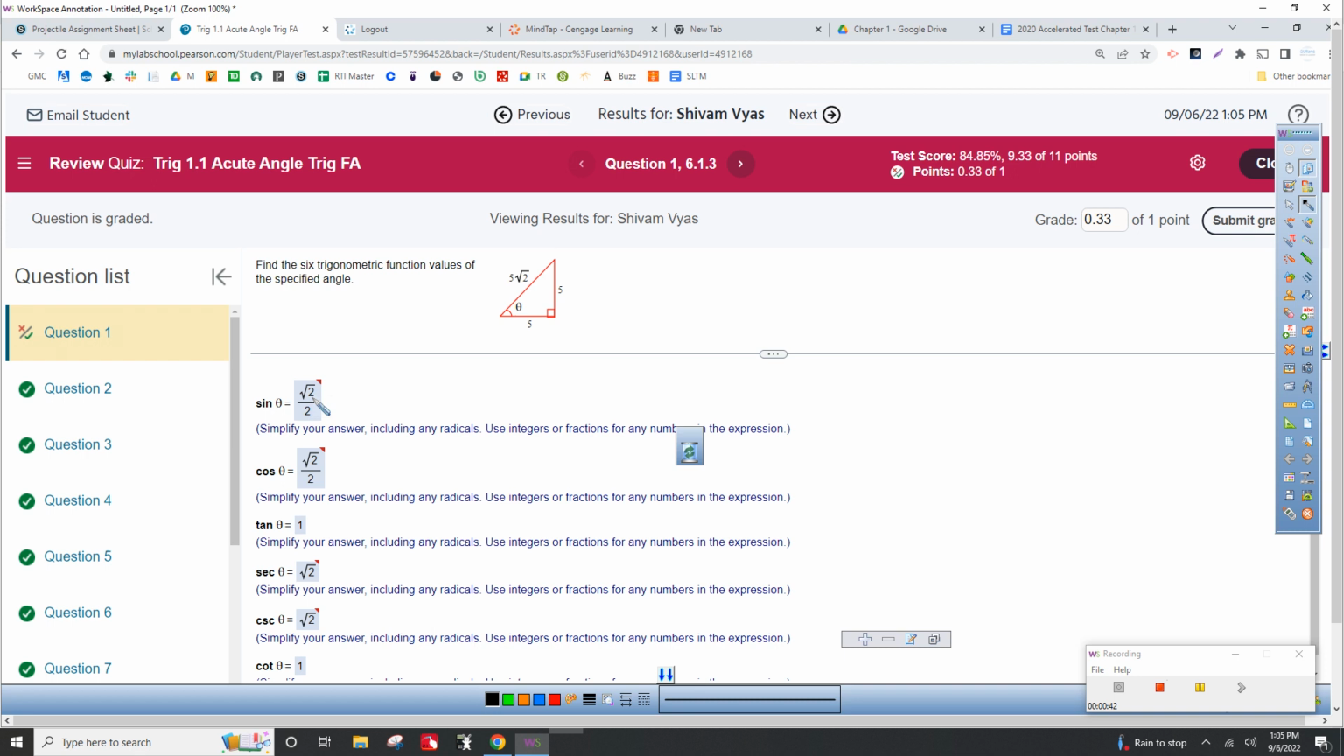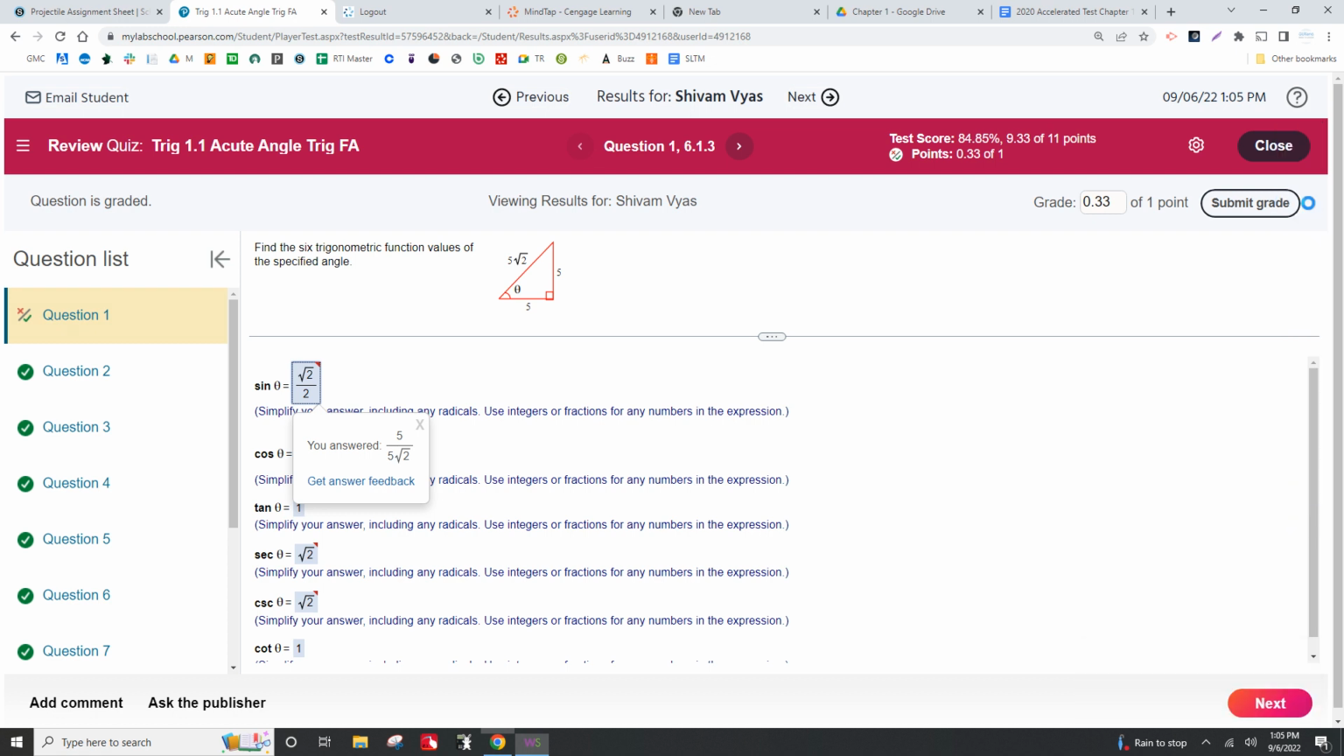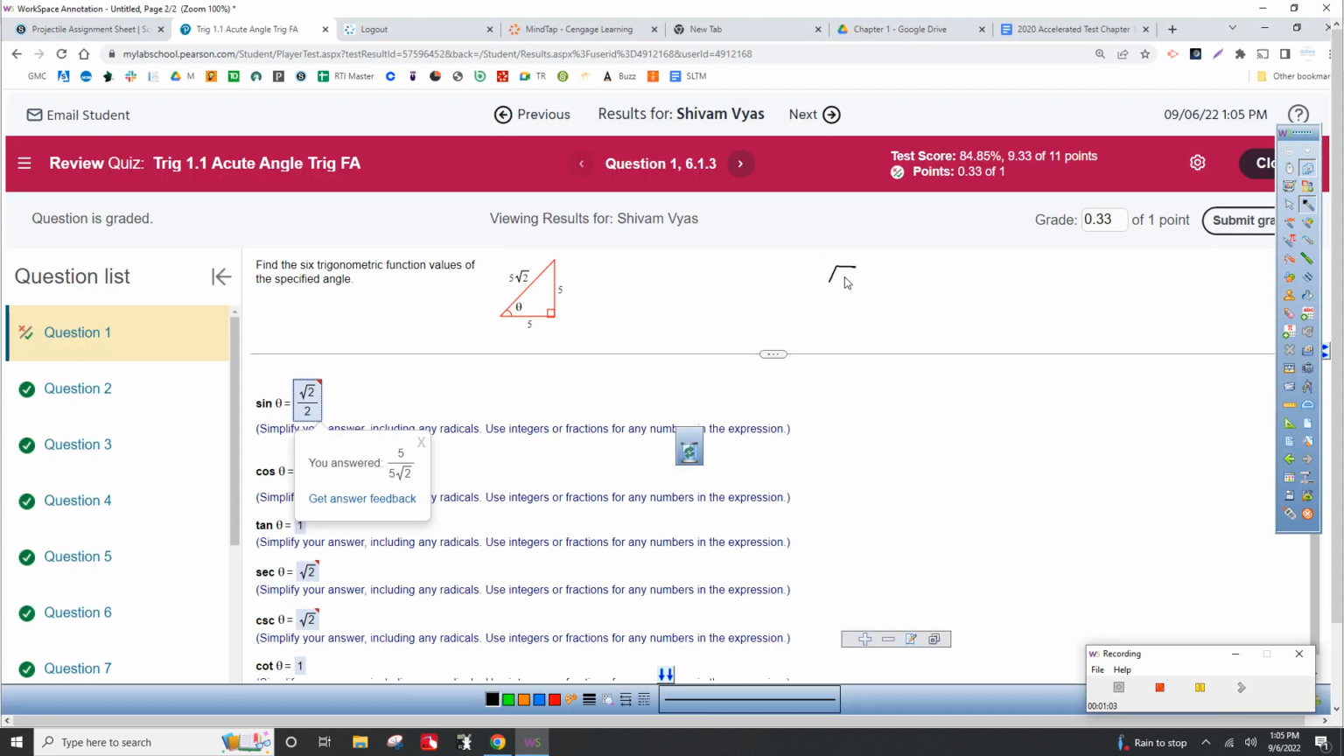So your answer here is not wrong. It's not simplified, and it's irrational. So to do that, you take your 5 over 5 radical 2. What rule is being broken here? You've got a radical in the denominator. What's the only thing you're allowed to multiply by in math that doesn't change the value of a term?